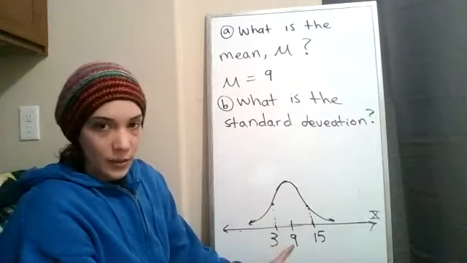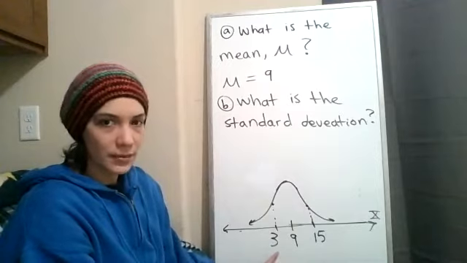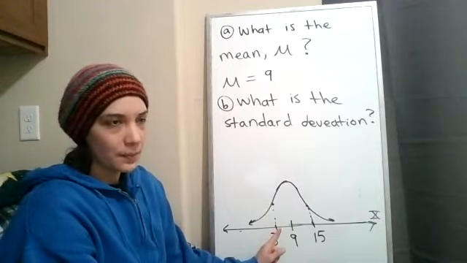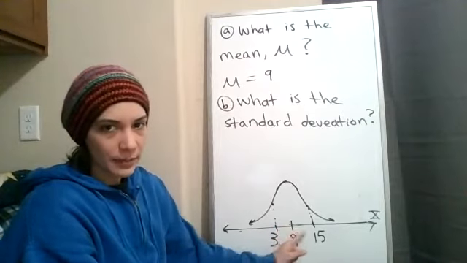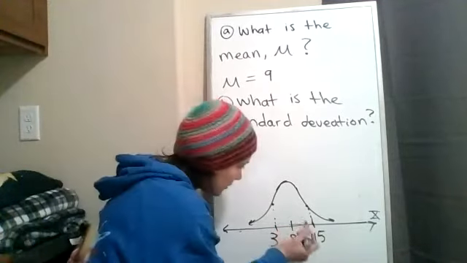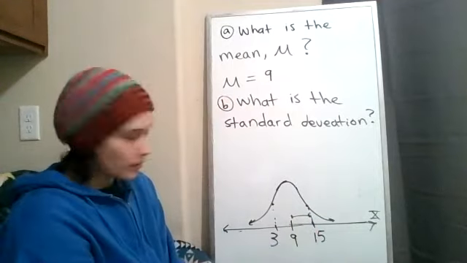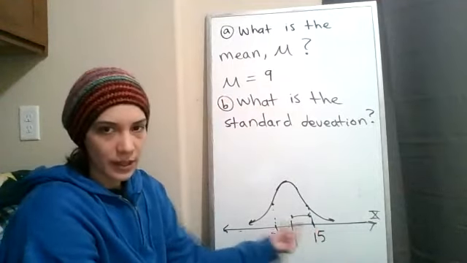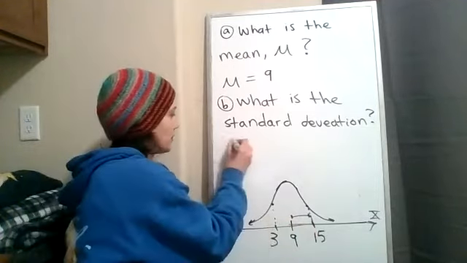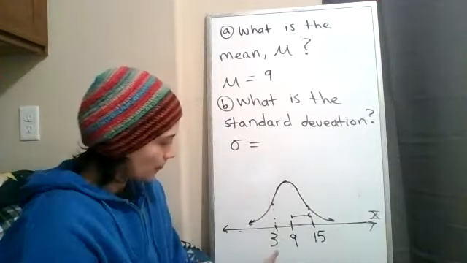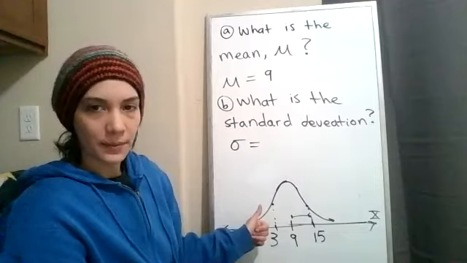So you can either do 9 minus 3, so the difference between that inflection point and the mean, or this side, 15 minus 9. So it's like the distance from here to here. Or since it's symmetric, you can do the other side right there. Okay, so sigma is... Hey, Professor, I have a quick question just regarding the inflection points.